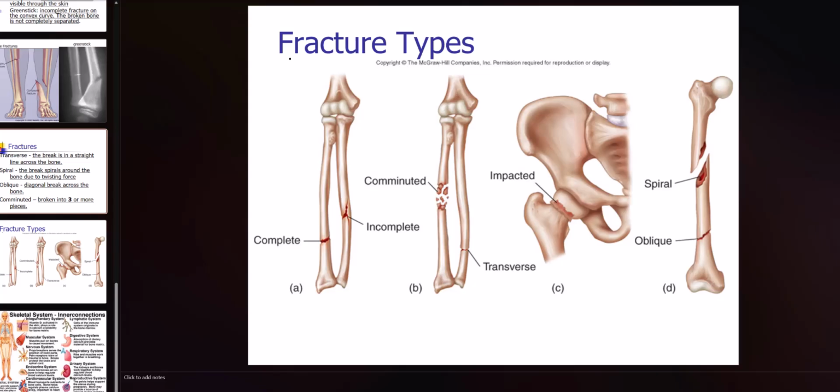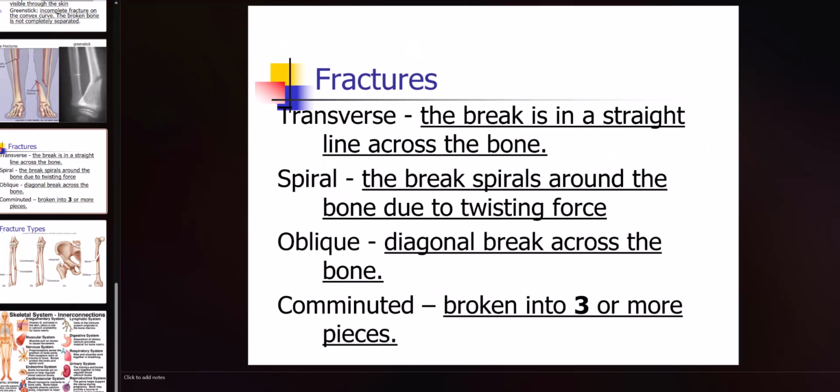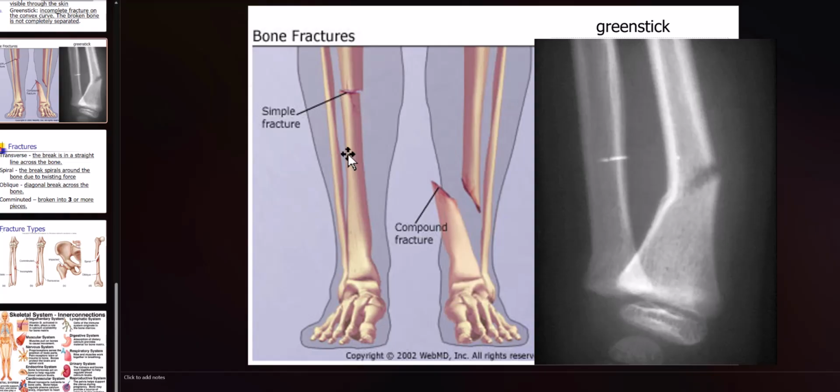I have this in words here, again, transverse, straight across, spiral. The bone is breaking due to a twisting force, oblique, a diagonal break, comminuted, 3 or more pieces in that break. If we look at this image, you can get a better understanding of a simple or a closed fracture here of the bone.